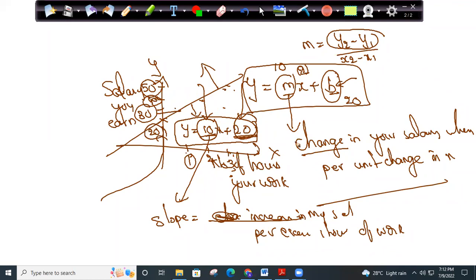So everyone should understand what is the meaning of slope. What is the meaning of the slope? It is the change in y when x changes by 1 unit. What is the meaning of the y-intercept? Initial value. Again, I'm repeating, slope is change in y, y2 minus y1, when x changes by 1 unit. Why I'm repeating so many times, you'll understand once we start solving the questions.